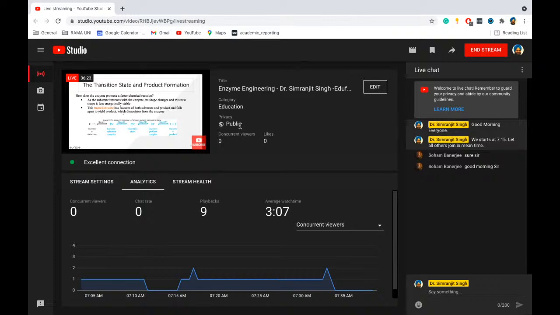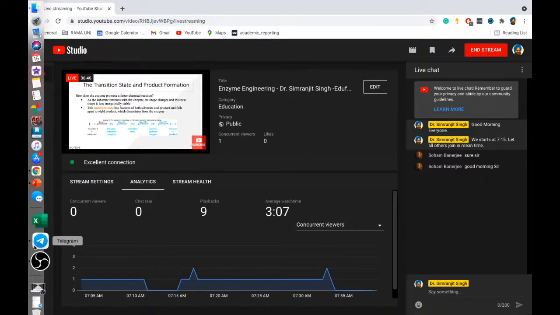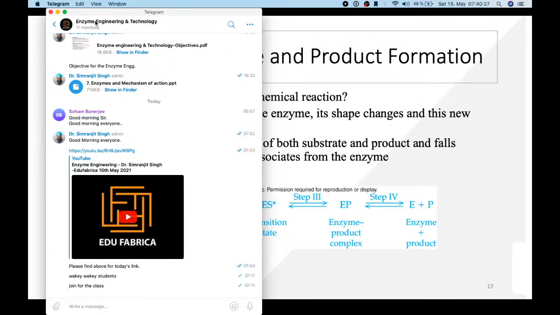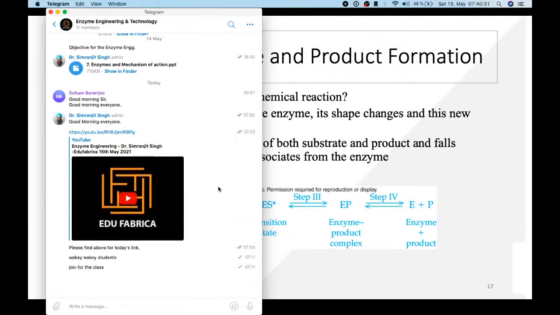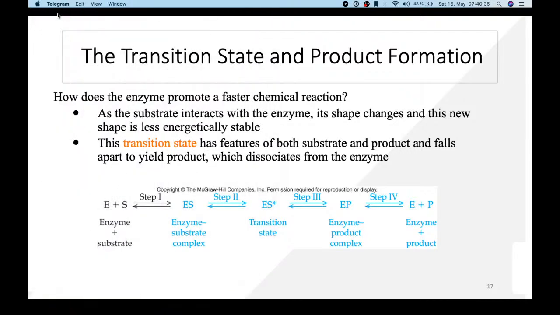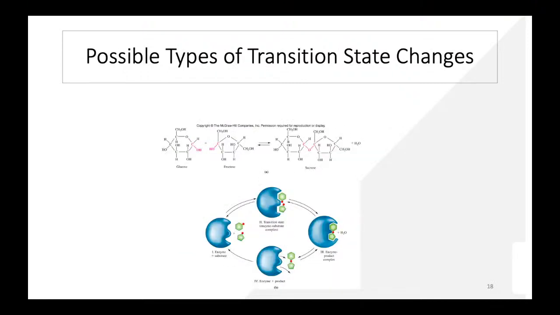Why do we have very few contents? If you have any questions, please do write in the chat box. I will be happy to reply to you.